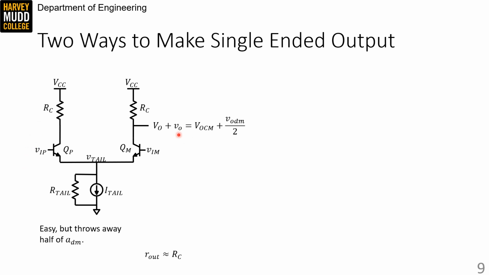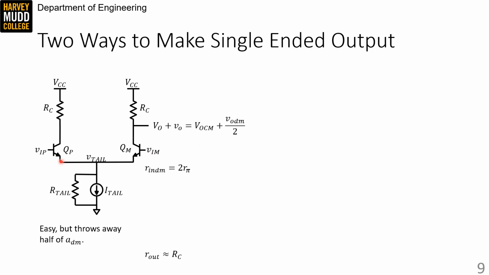This is an okay trade-off if you need simplicity, which is to say throwing away half our gain is an okay trade-off if you need simplicity. But we're going to see an amplifier that lets us capture our whole differential mode voltage gain very soon, like even before I'm done with this slide. However, before we do that, let's think about the small signal parameters of this amplifier.